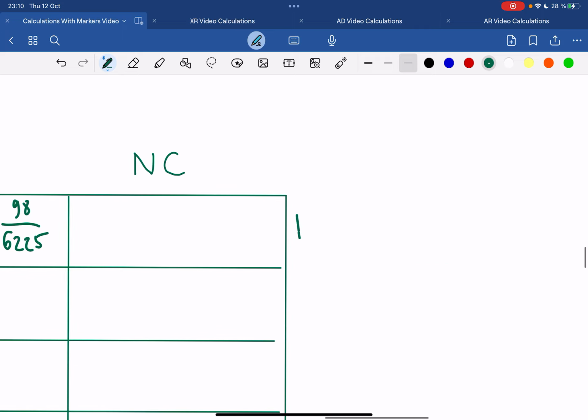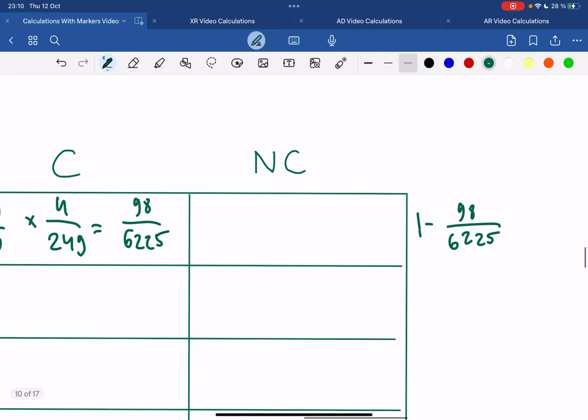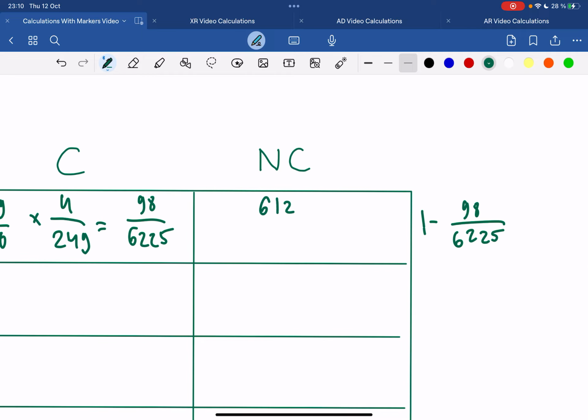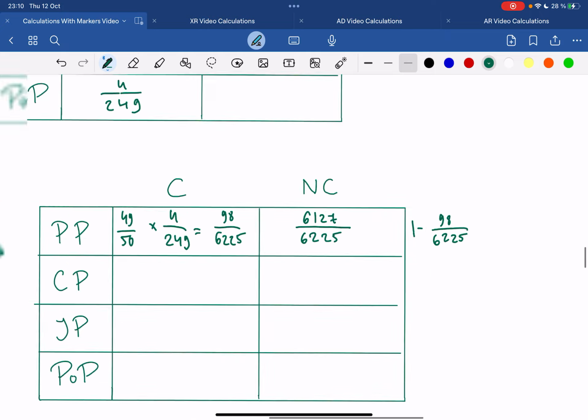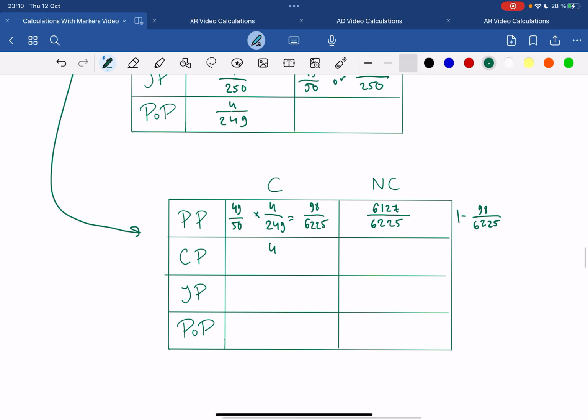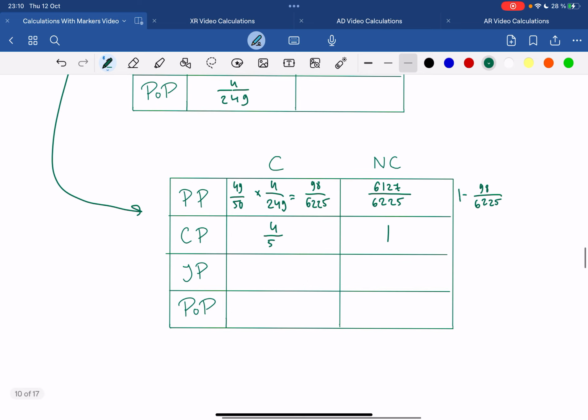With non-carrier, you just take 1 minus 98 over 6,225, and you get 6,127 divided by 6,225. Conditional probability, same as always, 4 over 5, and here it's 4 over 5, and here would be 1. Joint probability is the previous ones times one another, so it would be 392 over 31125.